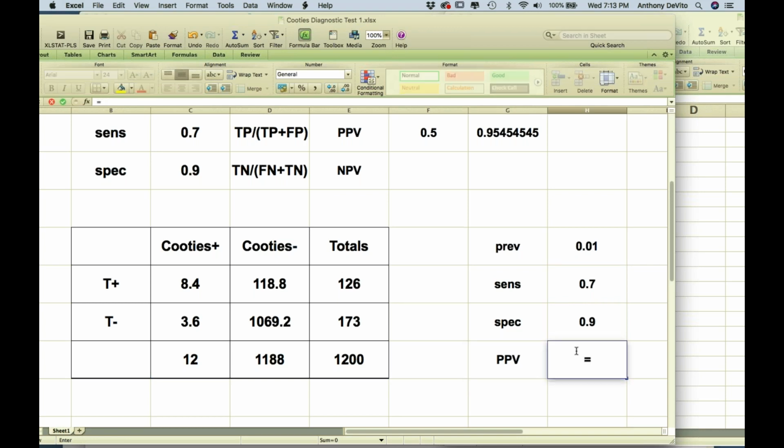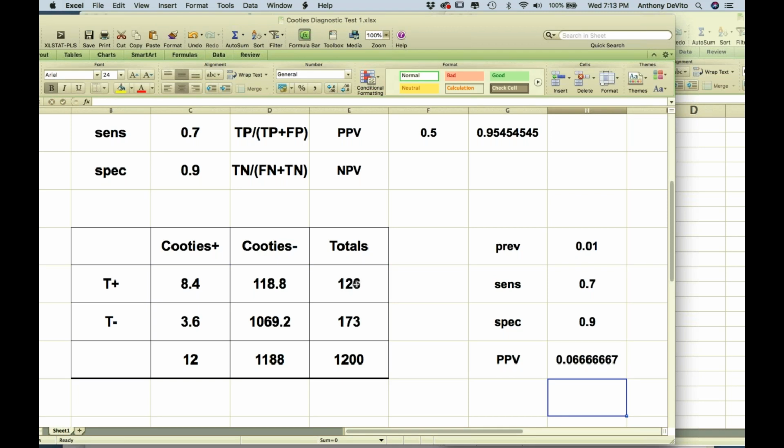It's going to be equal to the number of people that have cooties, which is 8.4, divided by the total number of people that test positive. True positives over true positives plus false positives. That's false positives here, right? Is going to be this number. And what does the positive predictive value come out to be? Comes out to be less than 7%.